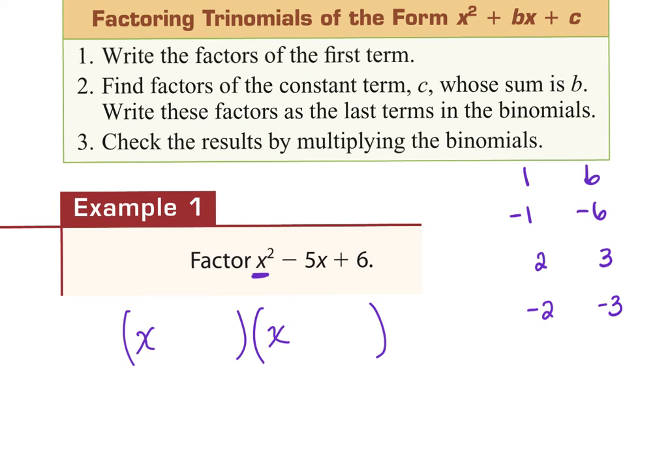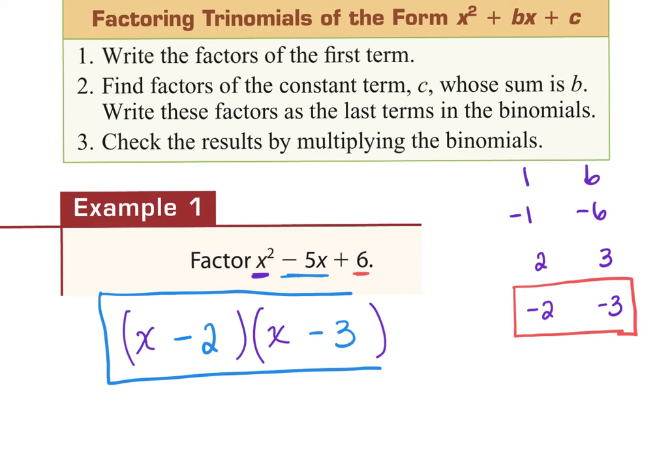So my goal is to find the terms that will multiply to give me my last term and add to give me my middle term. That is my goal. Okay, everybody see that? And so I have found that -2 and -3 will multiply to give me 6, and they will add to give me -5. So those are my correct ones: -2, -3.